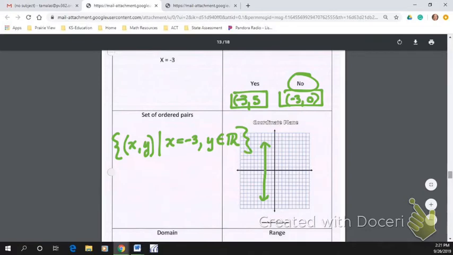Which pretty much tells us our domain and range. Domain is the number negative 3 only, so we make a set bracket with a negative 3 in it, and range is script R. Everybody good with that?